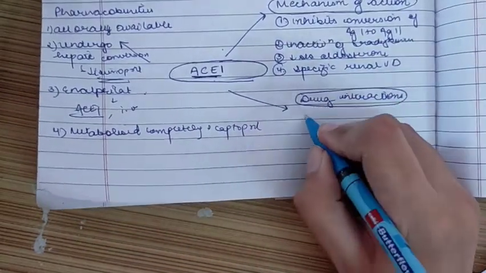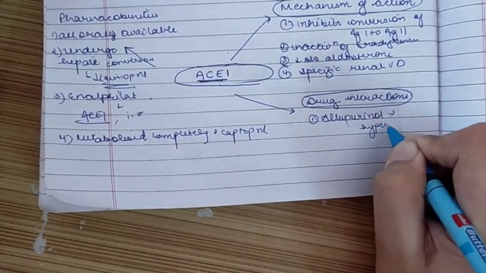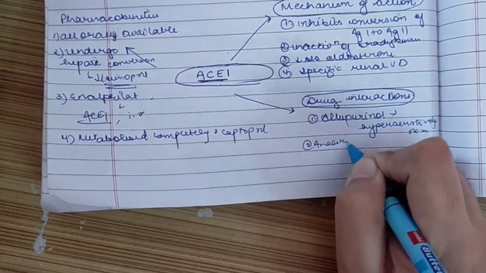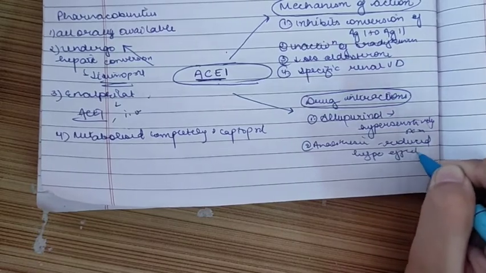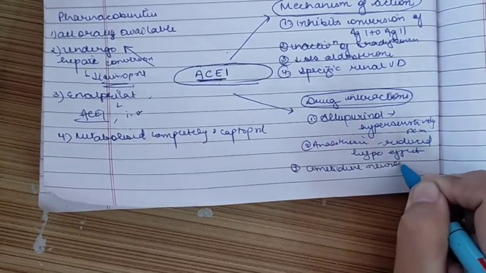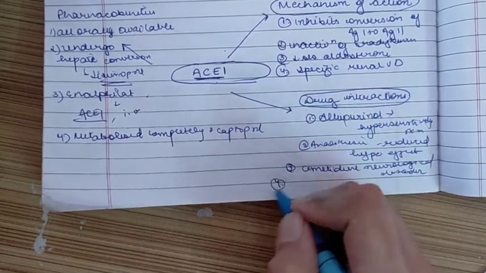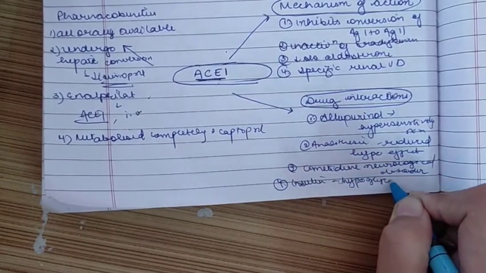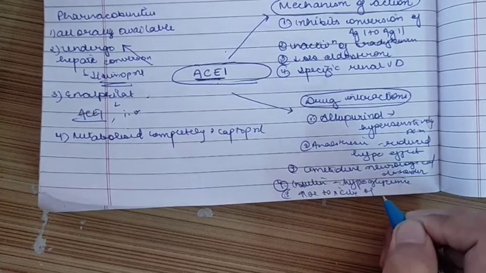Coming on to the drug interactions. With allopurinol, they show a hypersensitivity reaction. With anesthesia, they show reduced hypotensive effect. Then with cimetidine, they show neurological disorders. Then with insulin, they show hypoglycemia, and increased toxicity of lithium.